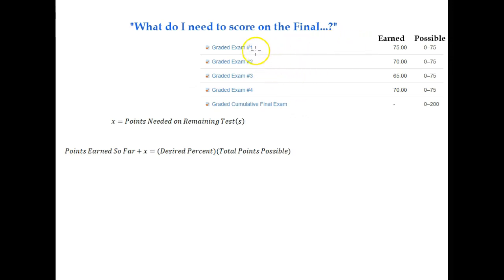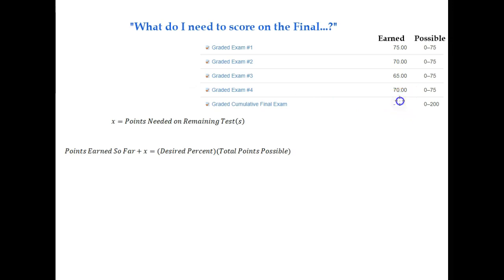Let's say this student has these 4 midterm exams plus the final exam. And this student has earned the points. These are not percents now. These are just points earned. 75 out of a possible 75, and 70 out of 75, and 65 out of 75, and 70 out of 75. We still have the final exam to take, and I'll say that X equals the points needed on the remaining tests, or test if there are more than one test, but this one is just one test.